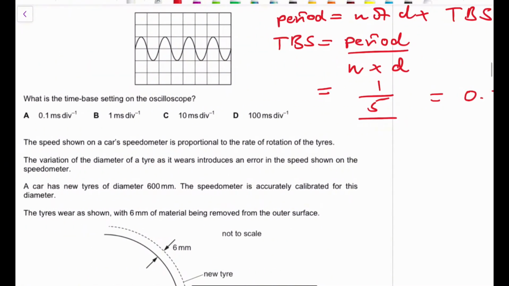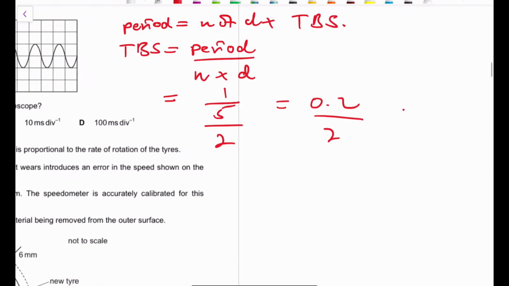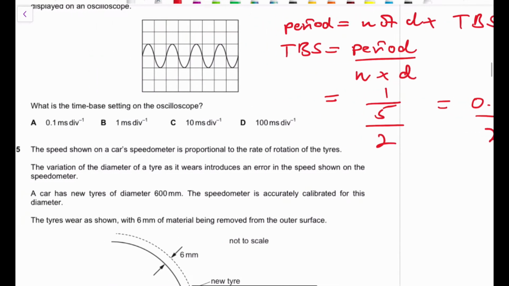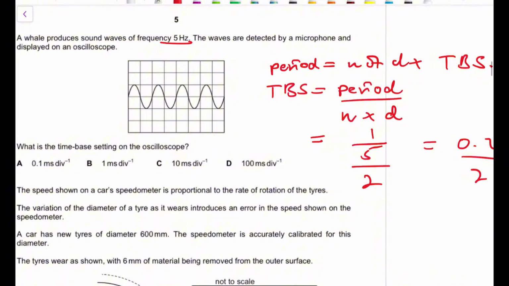And the number of divisions, they're going to be 1, 2, which are going to be 2 divisions, right? Divided by 2, that's going to give you an answer of 0.1, right? Which is going to be the number of divisions that you're going to have. Out of your answer, which answer is going to give you 0.1?